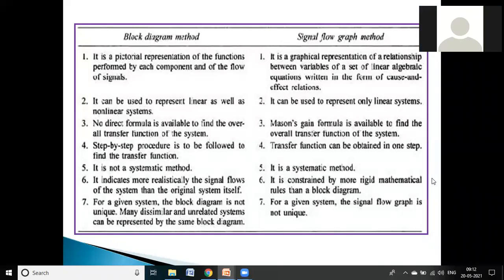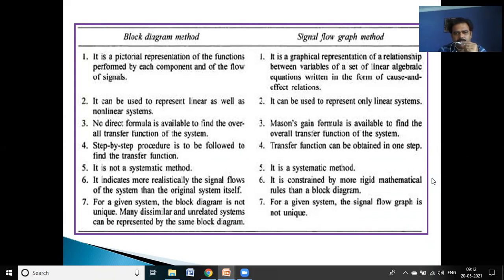Okay, in block diagram, it is not a systematic method, whereas for a signal flow graph, even if it is a complex signal flow graph or a simple signal flow graph, we have to follow these steps. We have to identify the forward paths, we have to identify the loops, we have to identify the non-touching loops, and finally apply Mason's gain formula to get the solution. Okay, so it is a systematic procedure.